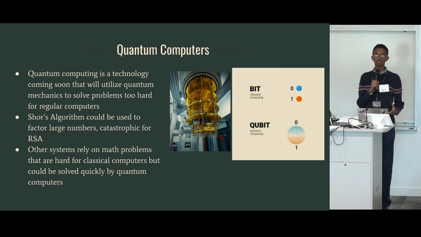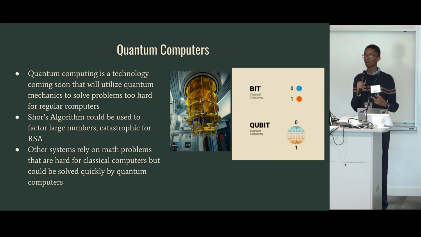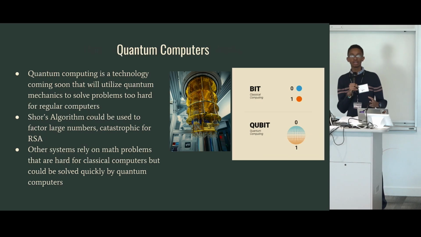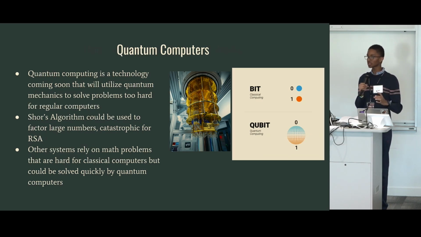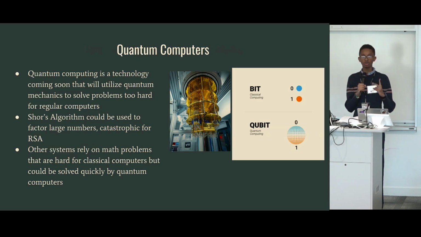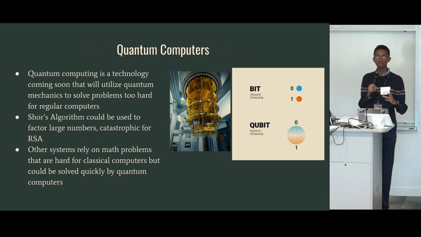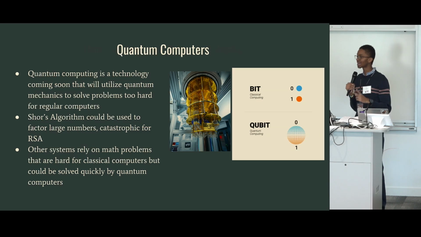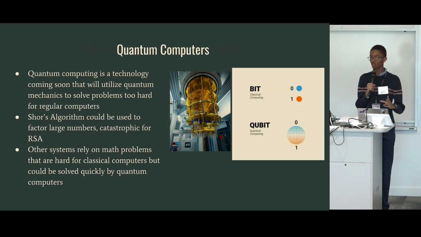All right, so quantum computers are going to be a big threat to crypto systems. But first, what exactly are quantum computers? So let's compare a quantum computer to a classical computer. A classical computer uses bits, right? And a bit can be represented by either two values, 0 or 1, on or off. But a quantum computer uses what's called qubits. And qubits are actually able to represent both 0 and 1 at the same time. This is because of something called superposition.